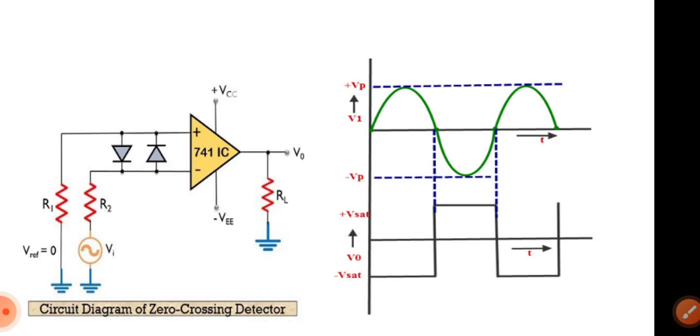And an immediate application of the comparator is the zero crossing detector, or a sine wave to square wave converter.